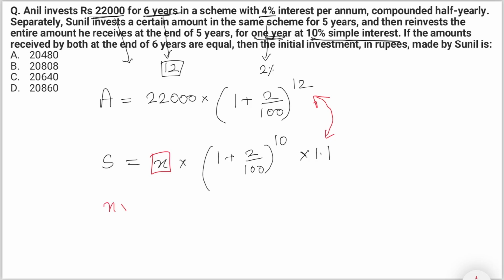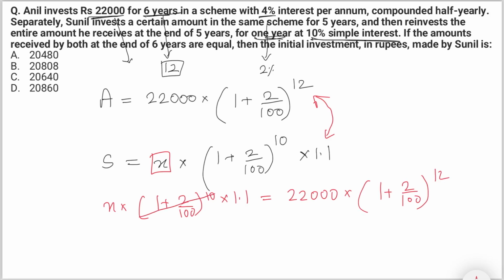We'll write X into (1 plus 2 by 100) raised to 10 into 1.1 is equal to 22,000 into (1 plus 2 by 100) raised to 12. Now (1 plus 2 by 100) raised to 10 and (1 plus 2 by 100) raised to 10 will get cancelled out from both sides. Here 12 minus 10, only the power 2 remains.